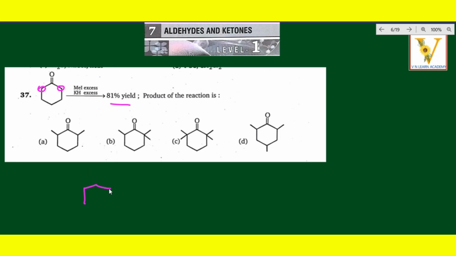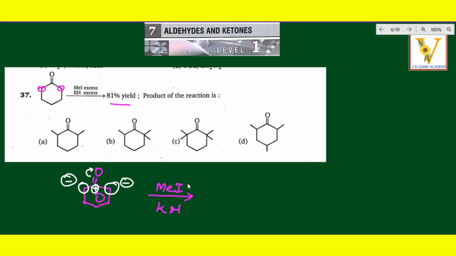Here this is actually cyclohexanone. See here, excess of methyl iodide and excess of potassium hydride. So this is the acidic hydrogen. On both sides acidic hydrogen is available, ready to lose the proton. So that means the transfer of electrons happens over here. So you will get a positive charge here, and if it is a positive charge here, you will get a negative charge there, right? So at this point positive charge, and here on both sides you will get negative charge.